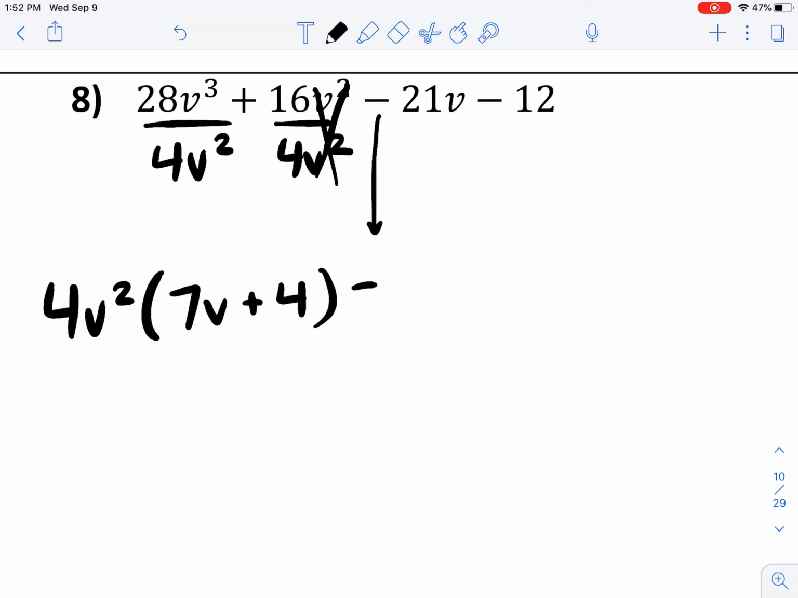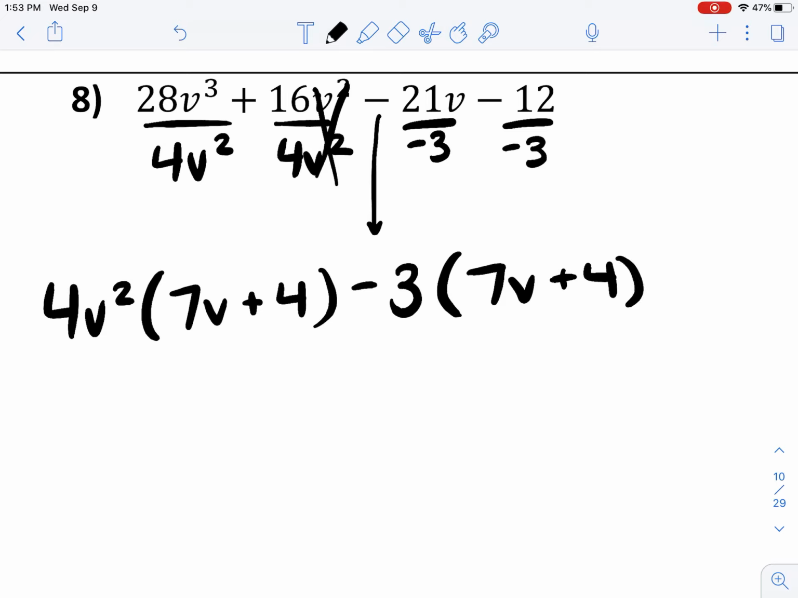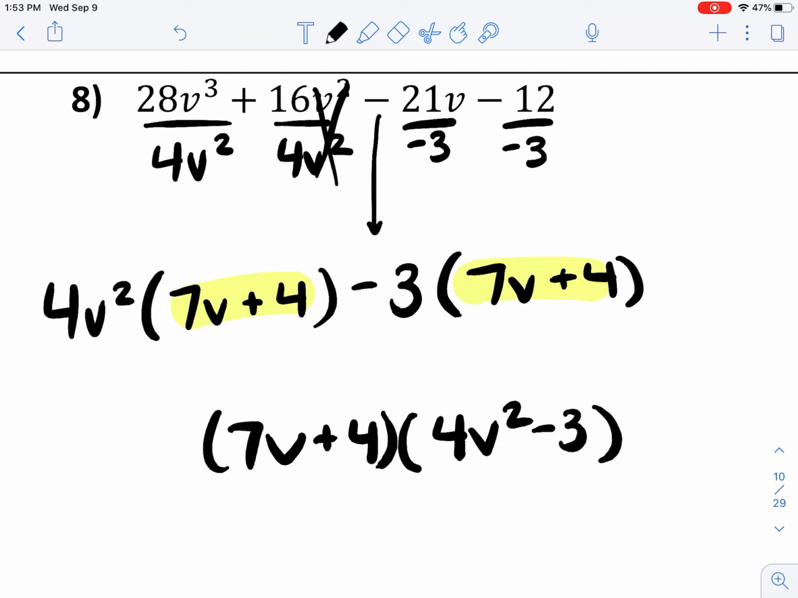21 and 12 have a GCF of 3. So I'll be dividing this group by negative 3. Negative 21v divided by negative 3 is positive 7v. Negative 12 divided by negative 3 is positive 4. And we have a match. So that gives me 7v plus 4 and 4v squared minus 3.